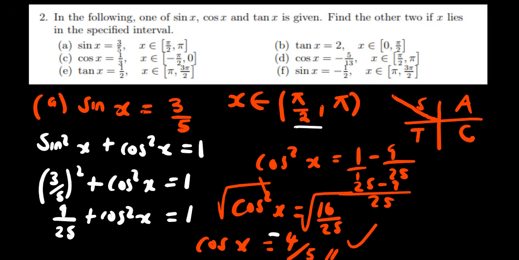Let's solve b: tan x is equal to 2. x is a member of 0 to pi over 2. Pi over 2 is 180 divided by 2, which is 90. So we want just the first quadrant, right? So tan x is equal to 2. Let's solve that one.